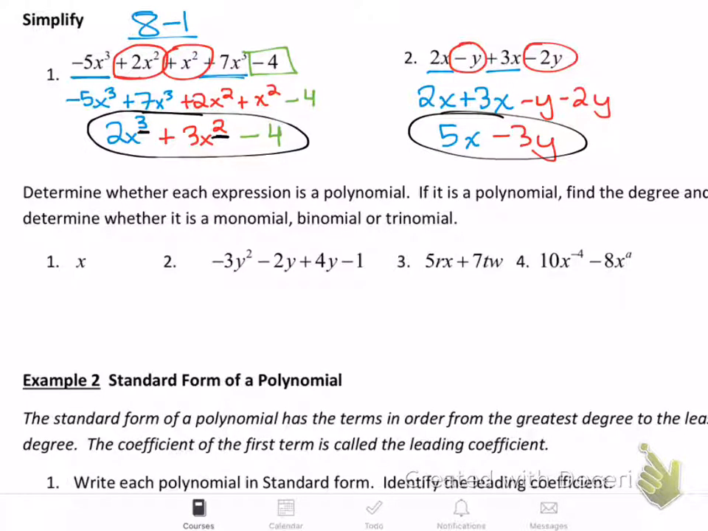The next sentence here says that if it is a polynomial, find the degree and determine whether it is a monomial, binomial, or trinomial. So this is an application of the actual vocabulary words. I'm going to assign this one for homework as well, and we'll talk about that when you come back to class. Let's jump down to example 2.